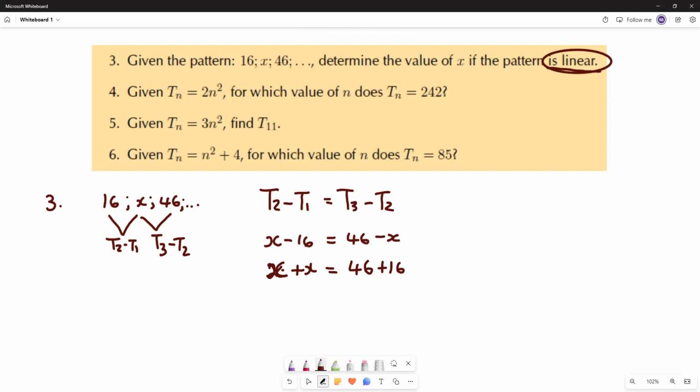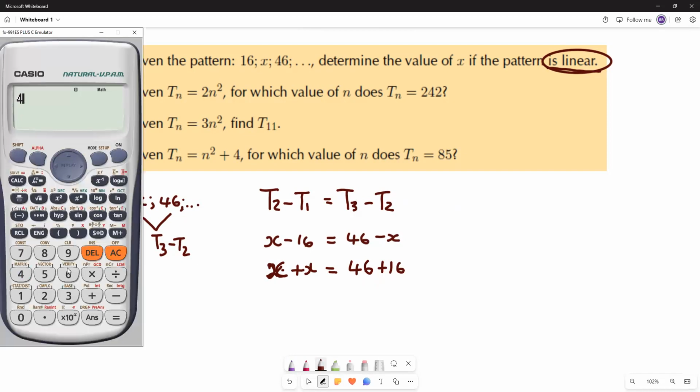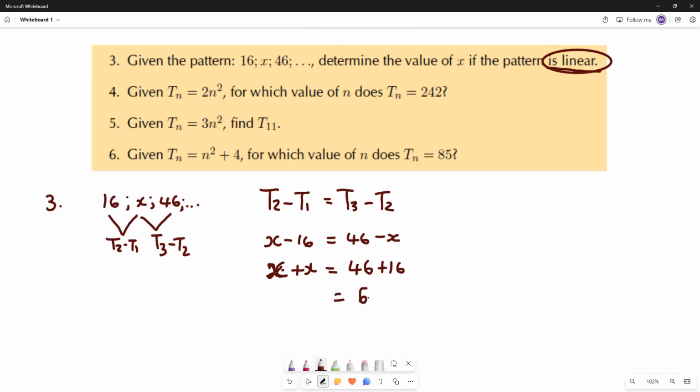Right. What is 46 plus 16? Let's see quickly. I think that is 62. Yeah, that's 62. And then you have 2X here, X plus X. Then you divide both sides by 2. So divide by 2, you are left with X there. 62 divided by 2 gives you 31. Then that's your answer for X. All right. Sharp. Let's do 4 now.